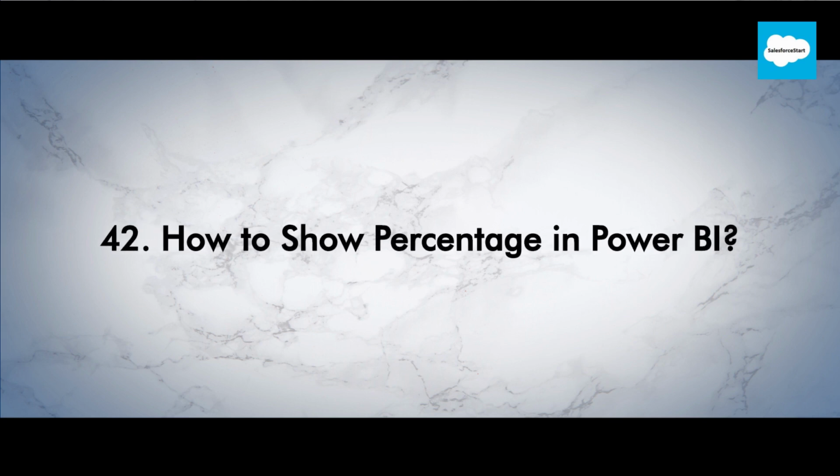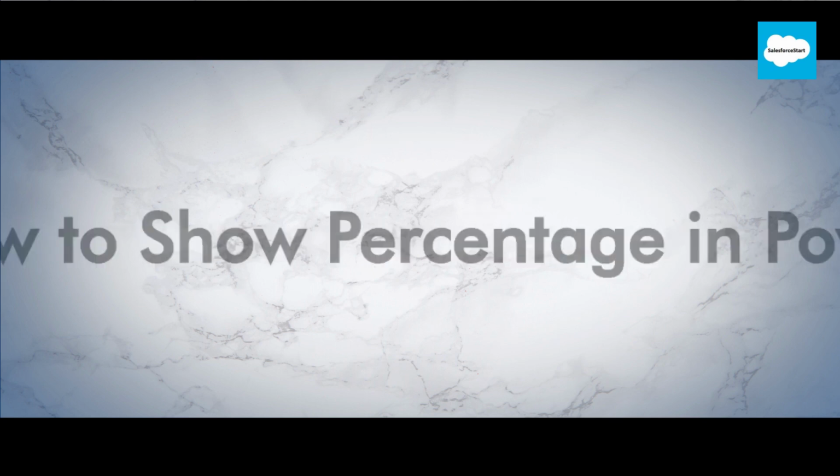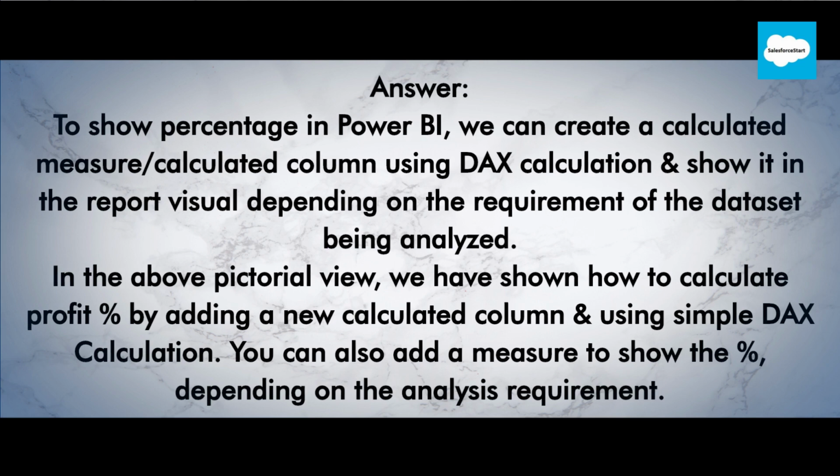42. How to show percentage in Power BI? Answer. To show percentage in Power BI, we can create a calculated measure or calculated column using DAX calculation and show it in the report visual depending on the requirement of the dataset being analyzed. In the above pictorial view, we have shown how to calculate profit percent by adding a new calculated column and using simple DAX calculation. You can also add a measure to show the percent, depending on the analysis requirement.